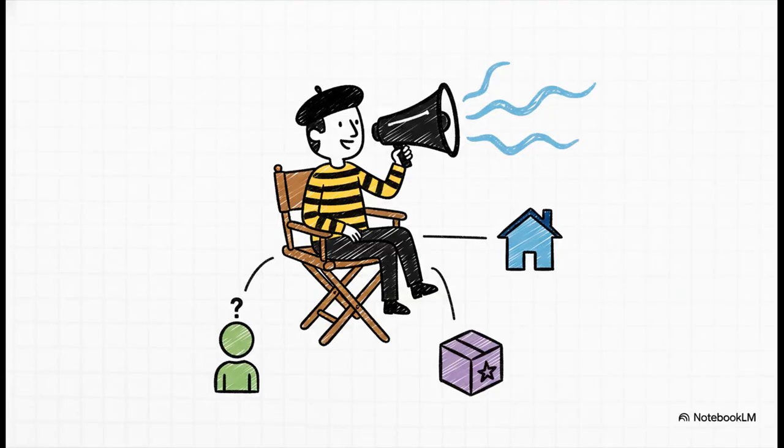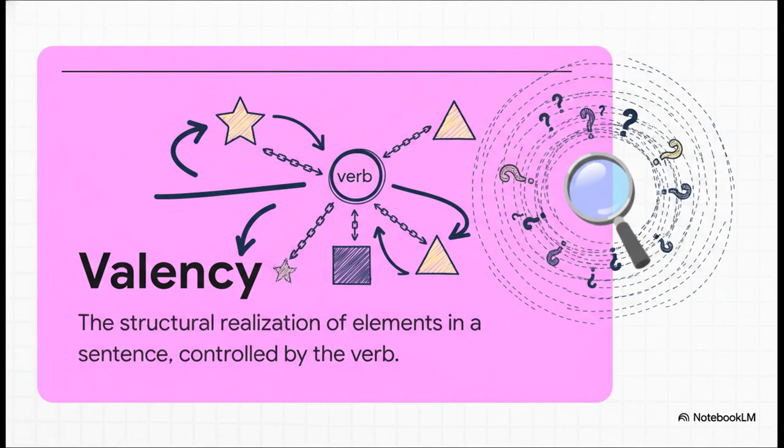It's the verb. It's so much more than just an action word. The verb is the absolute center of the universe for a sentence. It's the boss. It dictates the entire structure, just like a director on a film set telling all the actors where to stand. And this special power actually has a name. It's called valency. Think of it as this invisible set of rules that the verb enforces on every other word around it. It's the verb's specific demand for a certain cast of characters.